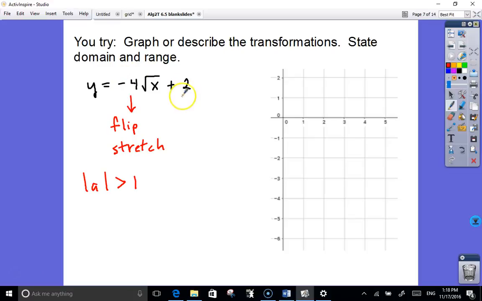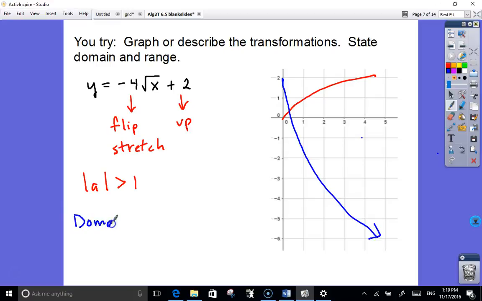Okay, and then what about this 2? The plus 2? It's going to go up, right? So I know that the parent function looks like this, right? Something like this. So I want to take that, move it up 2, and then stretch it down like that. Right, it's been flipped, so it goes the opposite direction, and it's going down faster because it's being multiplied times 4.